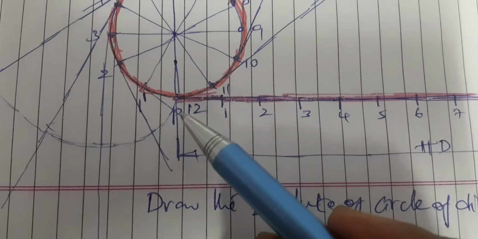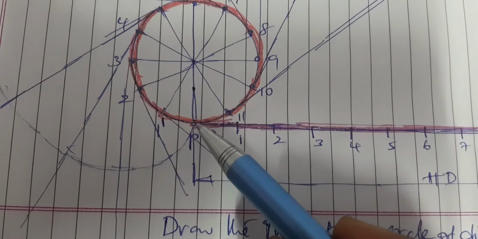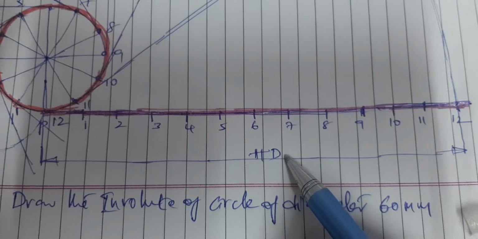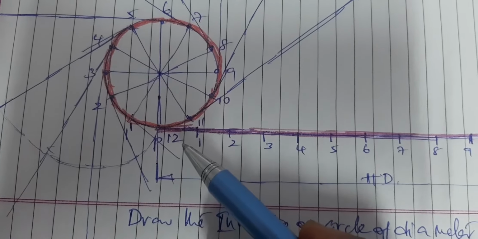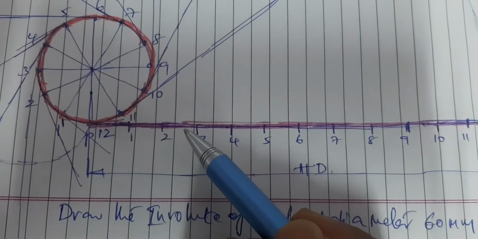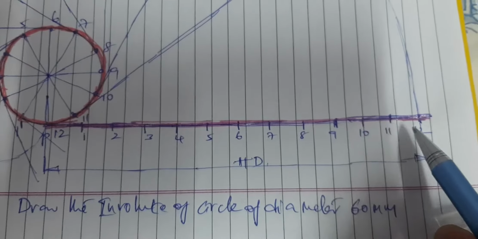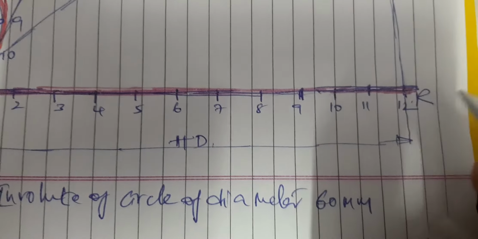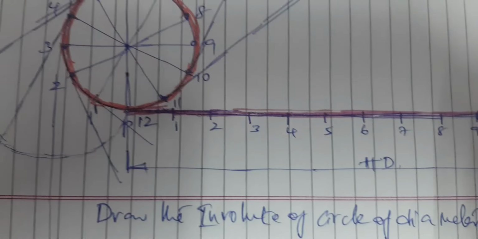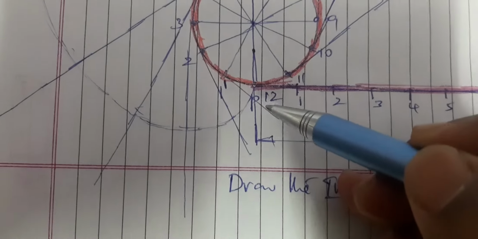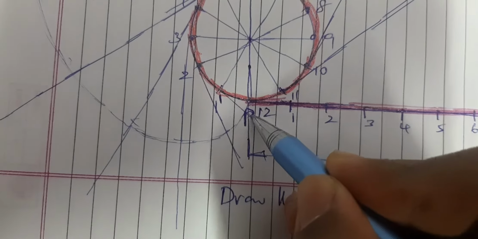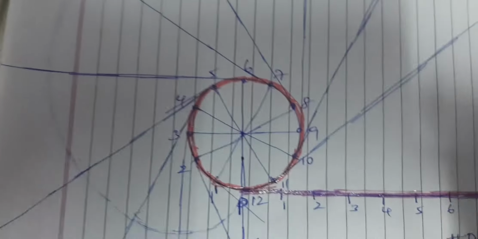So next, from the bottom of the circle, draw the horizontal line of length equal to pi d, the circumference of the circle. Next, divide this line into 12 equal parts by the inclined line method, and after that just name the point P here at the bottom of the circle. Okay.